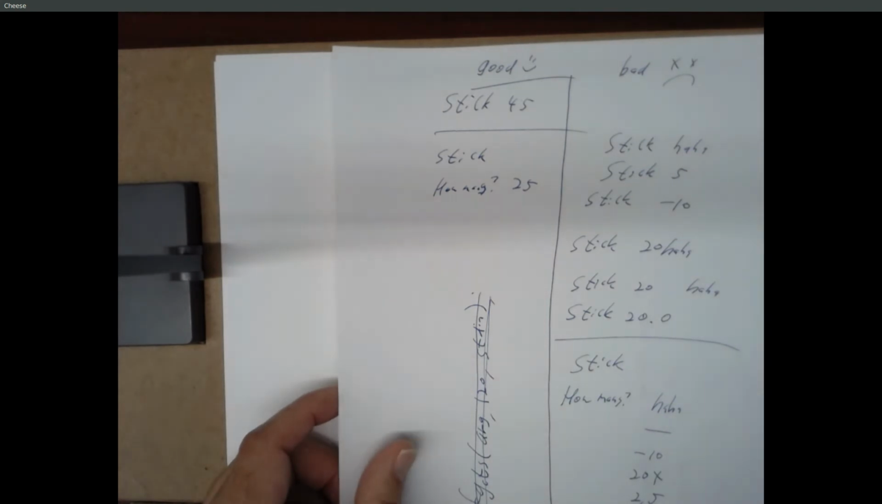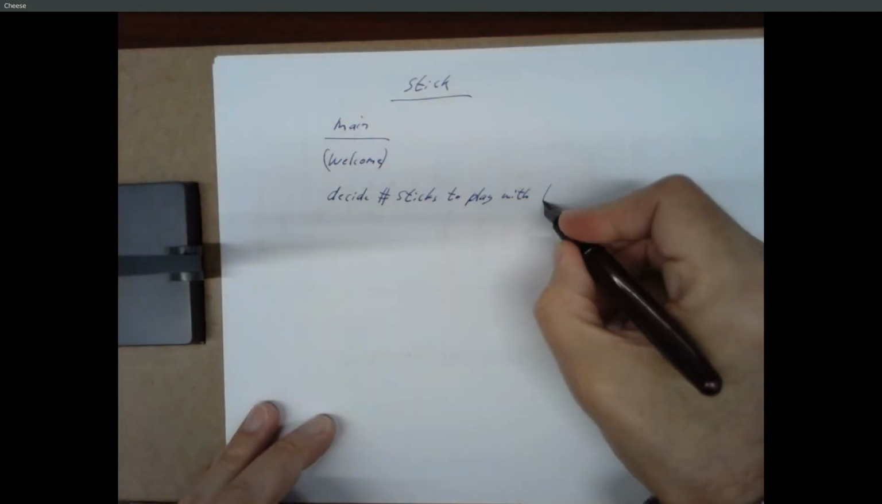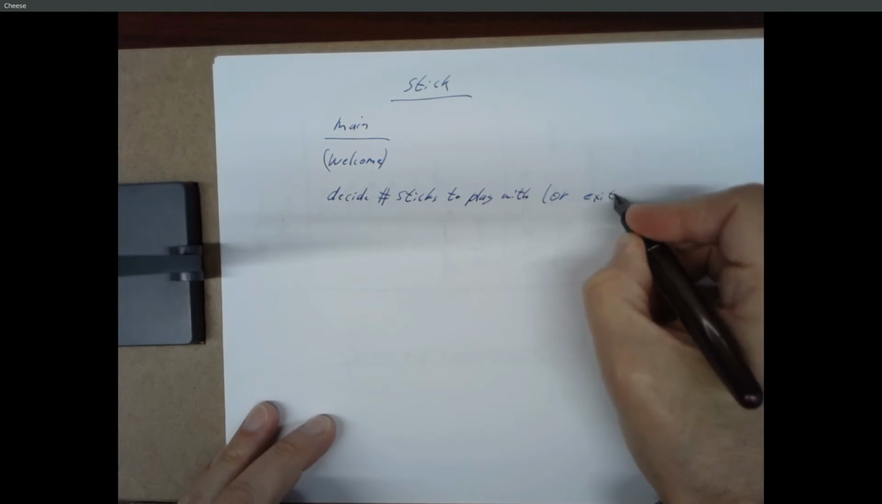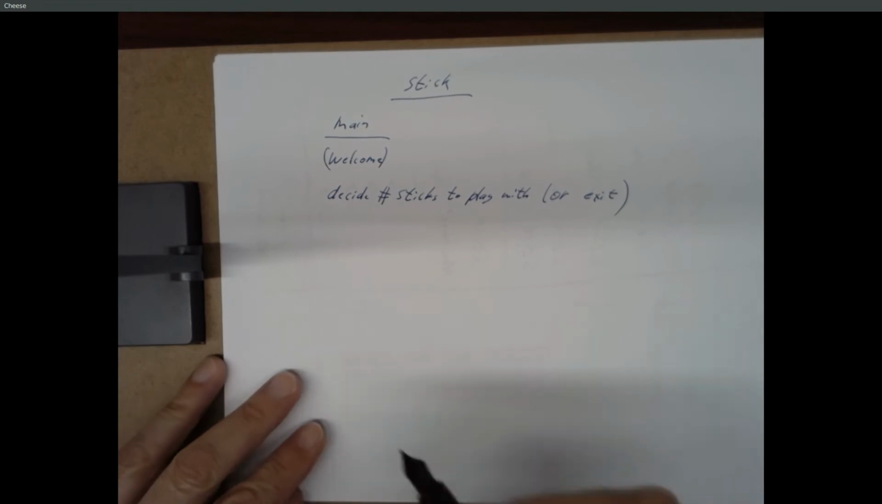All right, so clear on that? Okay. So back to modularization. Your main program has to decide how many sticks to play with, right? Or if it decides you're making an illegal request, it's going to exit. Okay, if it knows how many sticks to play with, what does it want to do?